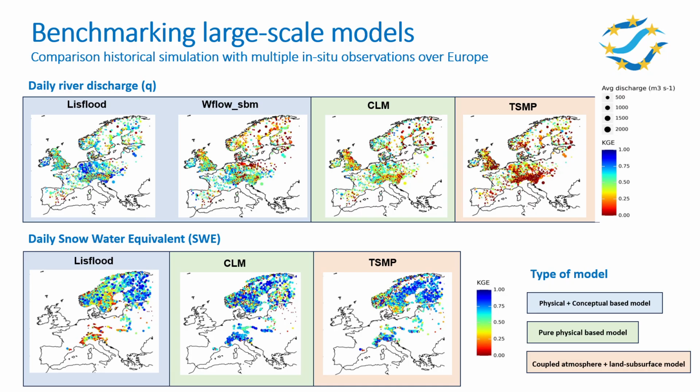Another variable included in the benchmark is snow water equivalent. In this case, we observed some examples. For example, minor differences between the observation and simulation, and also minor differences between the calibrated models like LISFLOOD and purely physical models like CLM and TSMP. Those results help us to quantify uncertainties associated with multiple large-scale models and allow us to implement strategies to mitigate impacts associated with climate change in specific regions.